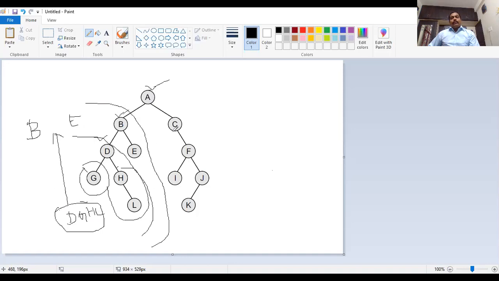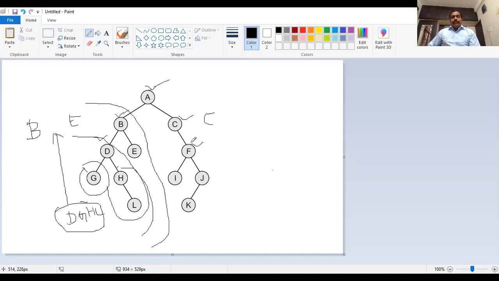Now we are going to the right side. We write C as the next node. When we visit C, a right child is there, and there is no left side. So when we come here, the root C is over. Then we visit C, see that there is no left child, and then we go to the right side.